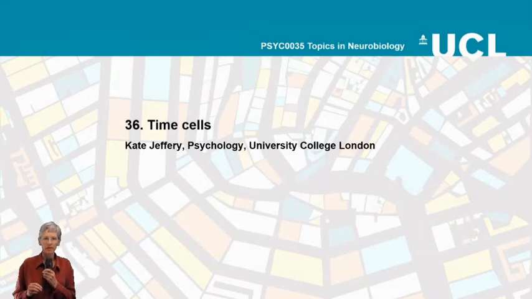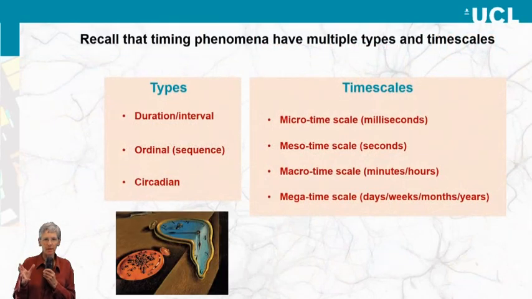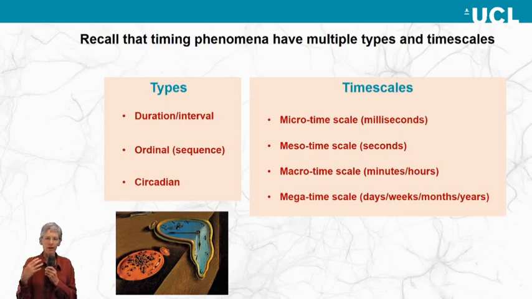So now we're going to look at the physiology of the hippocampus and see if we can see evidence of encoding of time. If you remember, we've categorized time in two different ways. One is according to the type of time that we're interested in. Is it exactly how long ago something happened, or the order in which events happened, or the time of day at which something happened? And we've also looked at the different time scales. So there are millisecond time scales, seconds, minutes, days, and so on.